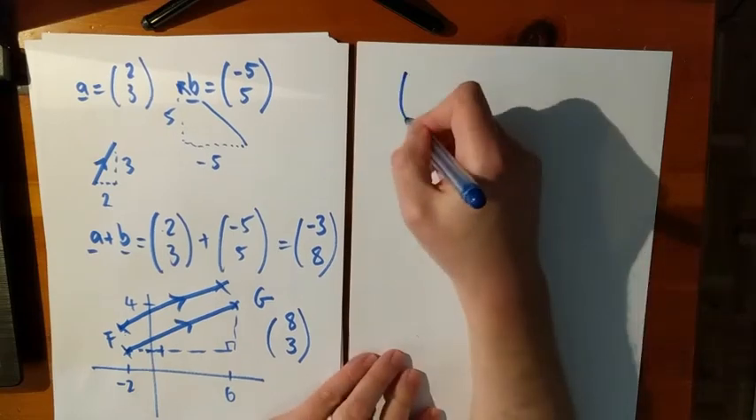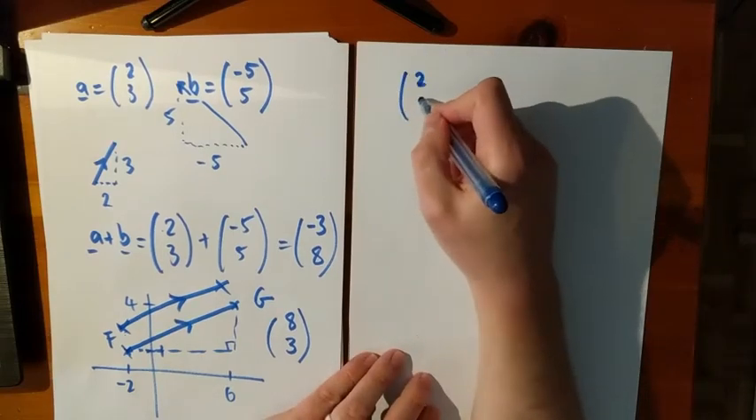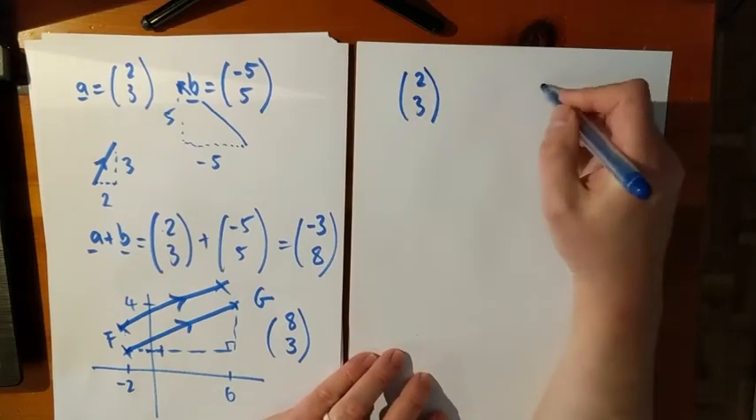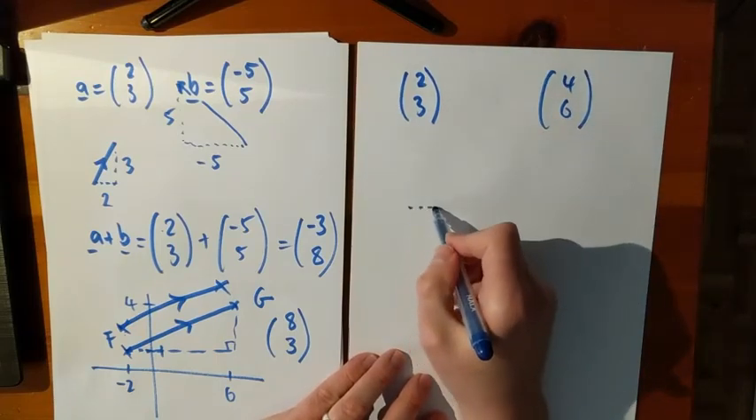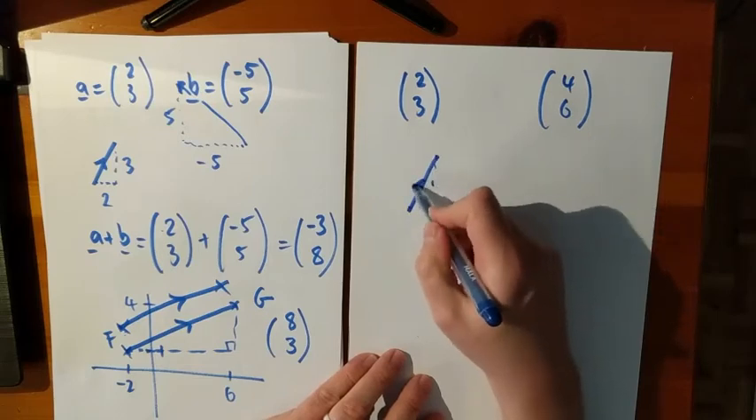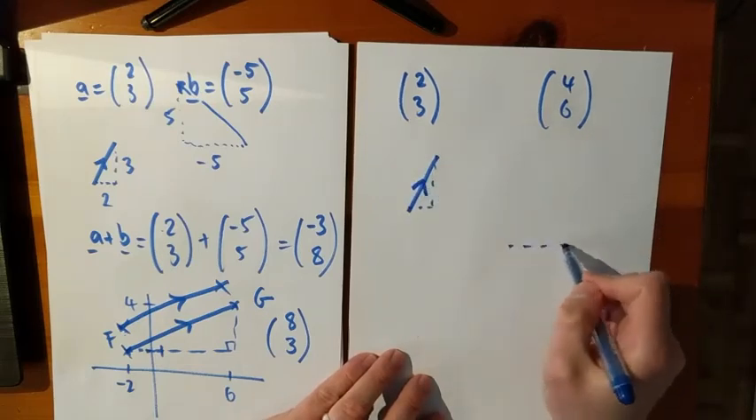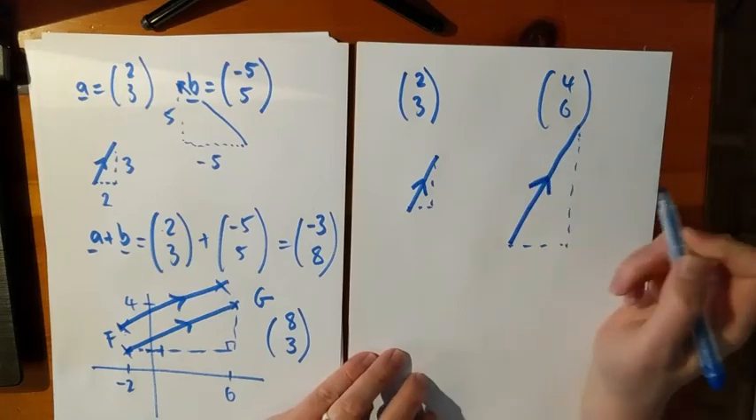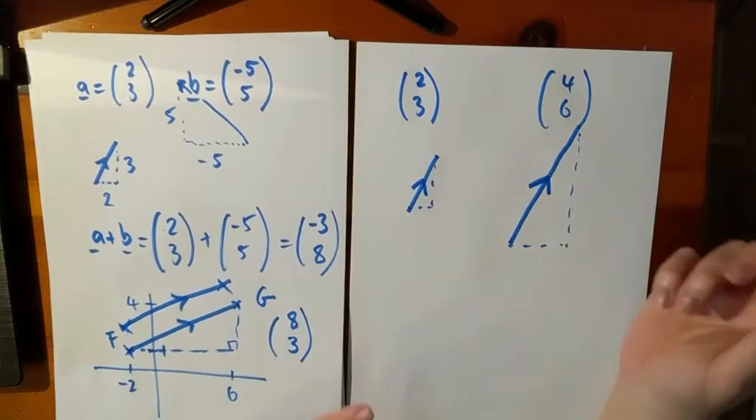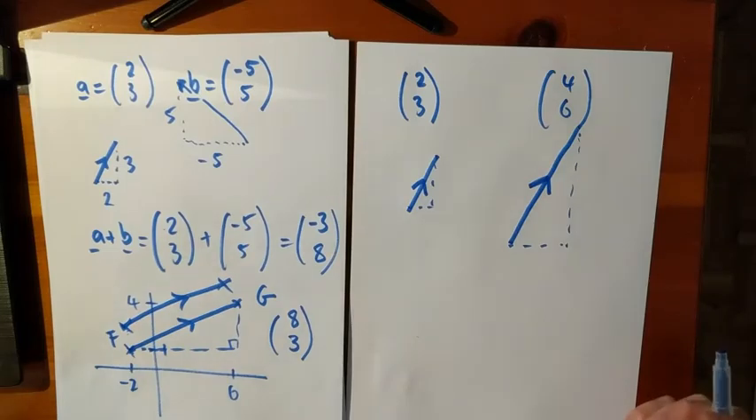You can have vectors which are parallel to each other. You can have the vector 2, 3, and another vector which is, I don't know, 4, 6. This one goes 2 along and 3 up. This one goes 4 along and 6 up. So it's a similar journey, but it's twice as long. And it's quite interesting sometimes to work out how long these vectors are.